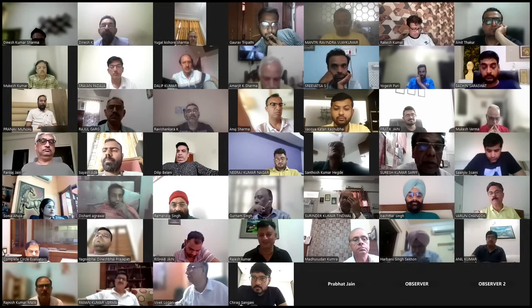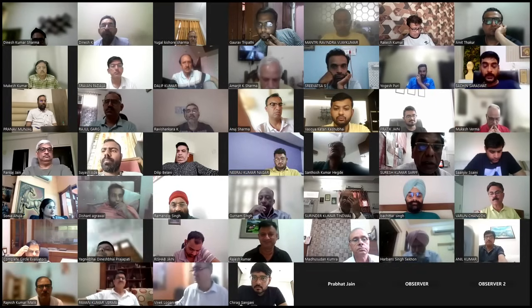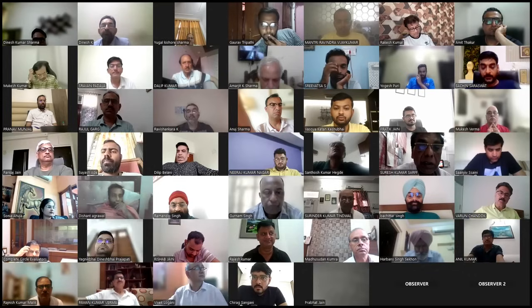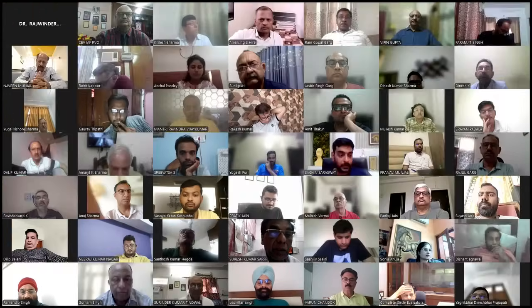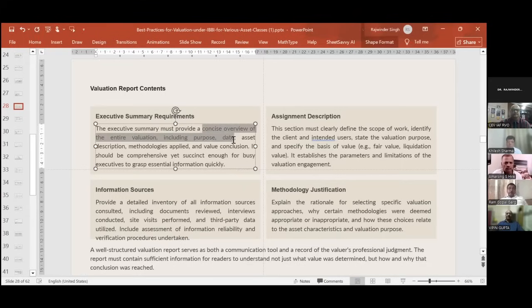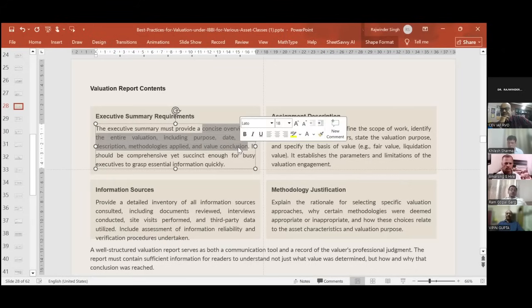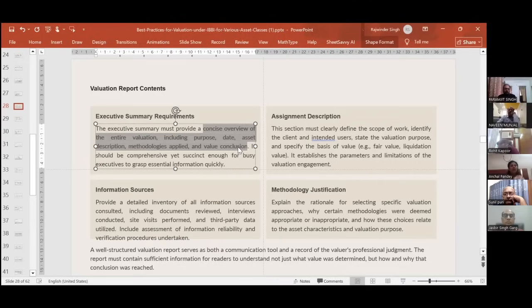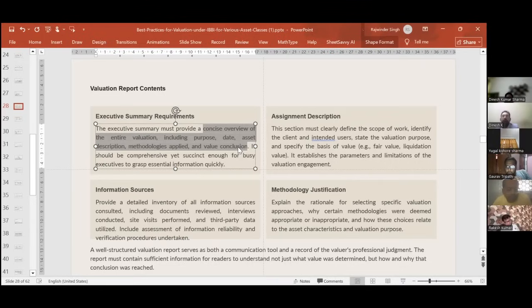So executive summary must provide a concise overview of the entire valuation, including, so what it should give? It should provide overview of the entire valuation process. It should include purpose, date, asset description, and methodology adopted and value conclusion. So this is what your executive summary should contain. Means it should contain overview of the entire valuation process.